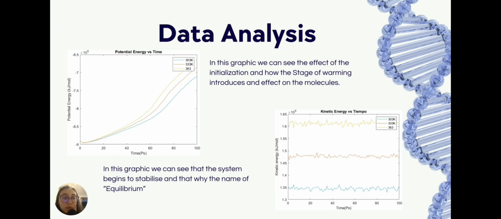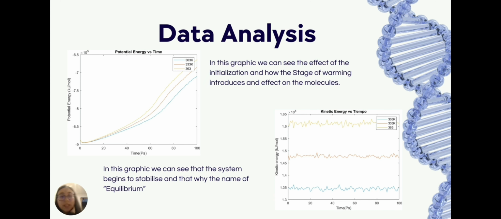Also, two aspects to highlight are that, as I said before, the warming stage is very important for the potential energy, and this could be seen in the three temperatures. And also, as long as temperature increases, the more potential energy the system gains.